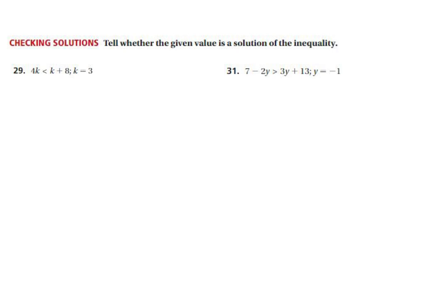For questions 29 and 31, tell whether the given value is a solution of the inequality. So we'll be substituting 3 in for k. So 4 times 3 is less than 3 plus 8. 4 times 3 is 12. 3 plus 8 is 11. Is 12 less than 11 for 29? No.